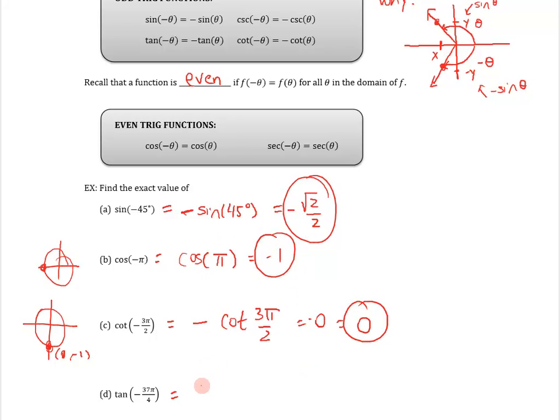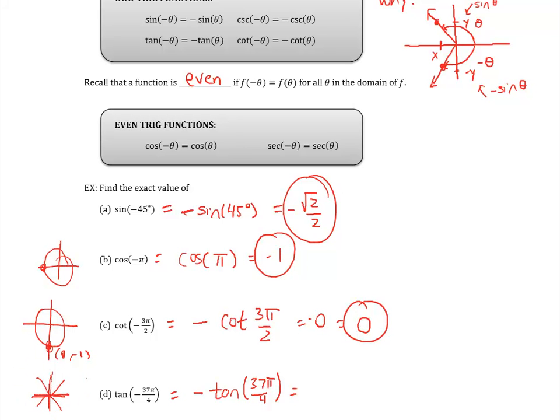Last one I got here is tangent of negative 37 pi over 4, which by even odd properties, since it's odd, is negative tangent of 37 pi over 4. Now here's where I'm going to take advantage of another property, which is the period of this function. We know that tangent repeats itself every 2 pi, actually repeats itself every pi. So if I took the 37 pi over 4, I could count that out, going pi over 4, 2 pi over 4, 3 pi over 4, 4, 5, 6, 7, 8, until I get to 37.